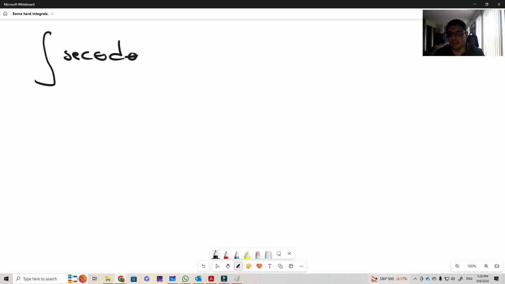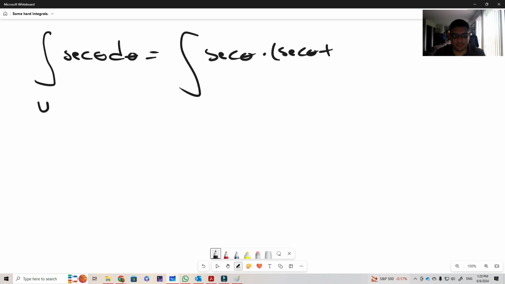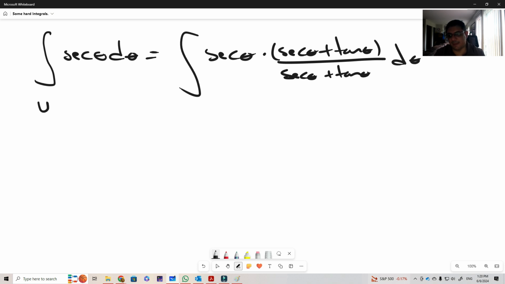So if we have the integral of secant of theta d theta, by itself it is very difficult to do anything with it. It's just 1 over cosine. We don't have the sine, so we cannot do anything else. So what we'll do is multiply secant of theta by secant of theta plus tangent of theta, up and down. So this is like multiplying by 1. And now I'm going to make a substitution.